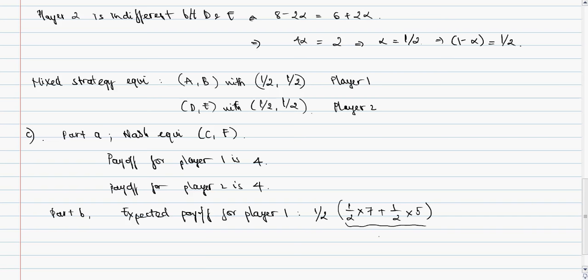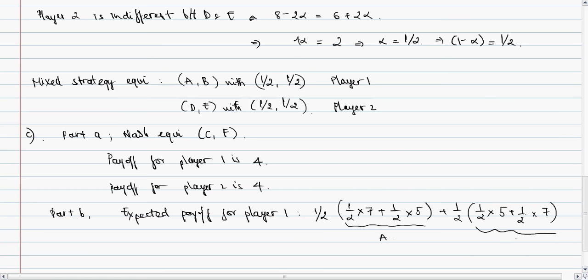So basically this is the payoff if player 1 is playing A, and the half here is basically half of the chance he's playing A, and this is the payoff he gets by playing A. Half of the chance the player will be playing B, and the payoff corresponding to the strategy B will be half of the chance player 2 is playing D, and player 1 will get 5. Half of the chance player 2 will be playing E, and player 1 will get 7. So this is the payoff player 1 will be able to get by playing B.